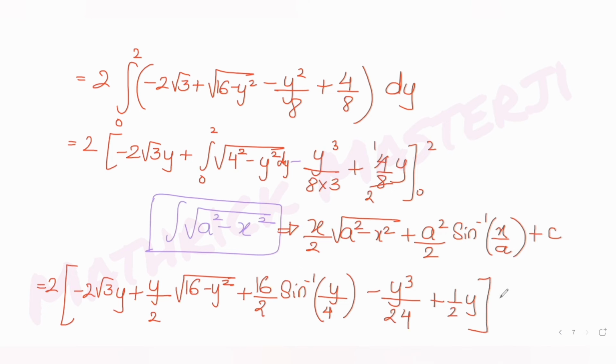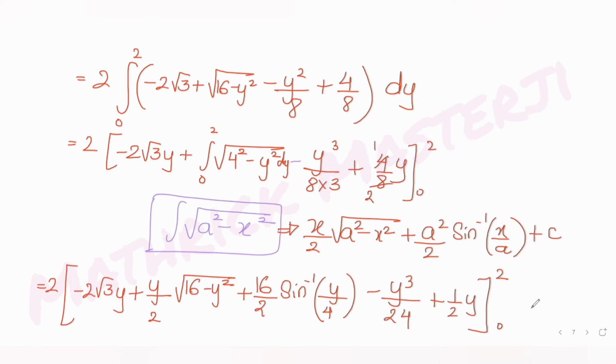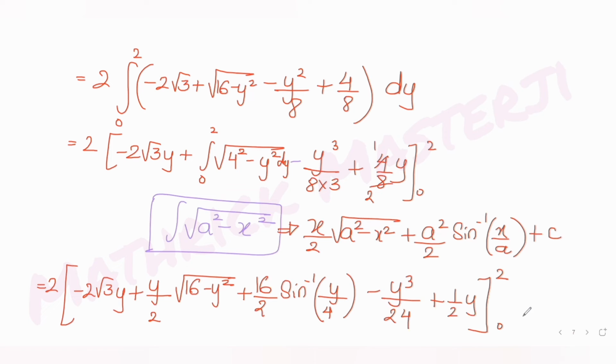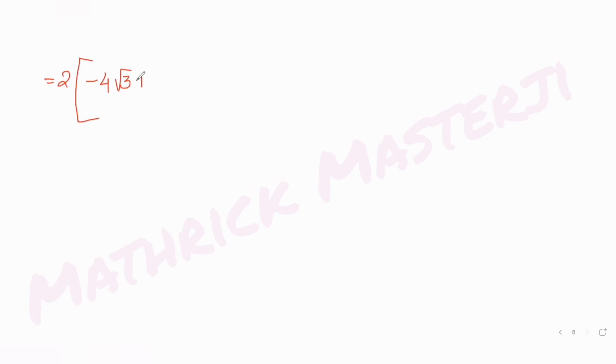Then you just apply your limits from 0 to 2. Let's solve this further. So that gives me 2 times minus 2 root 3 into 2. So minus 4 root 3 plus 2 over 2, which is 1.